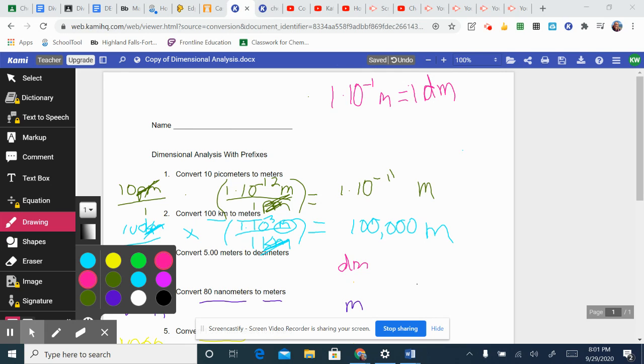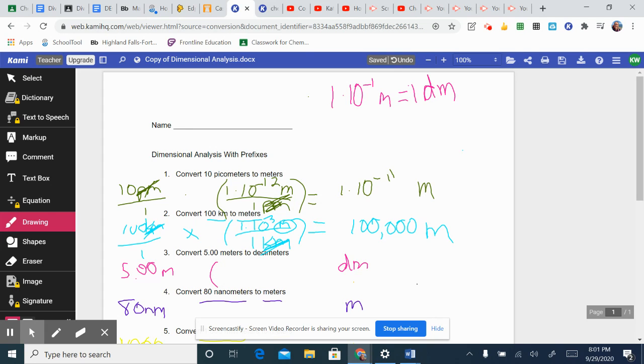1 times 10 to the negative 1 meters equals 1 decimeter. And again, you can choose which one you want to have on top or on bottom. So in this problem, you should have the meters on bottom, because you want meters to cancel. And you want decimeters on top because that is your end unit. So here, meters cancel. So all you have to do is 5.00 times 1. That's easy. That's just going to be 5.